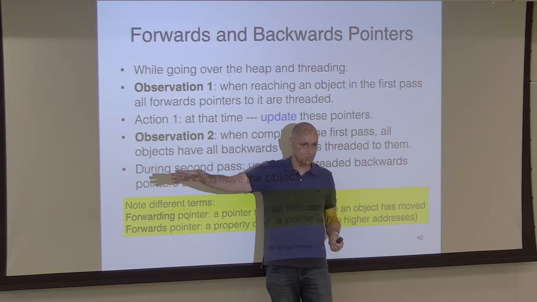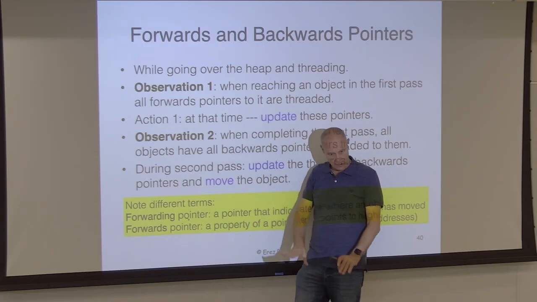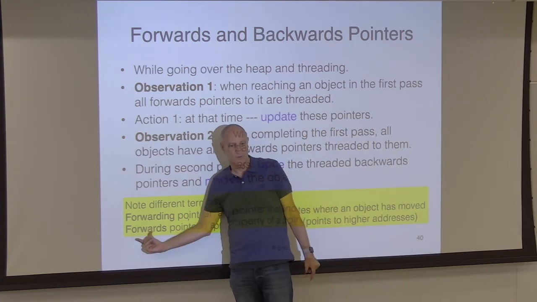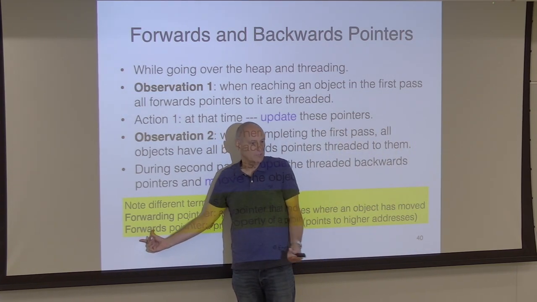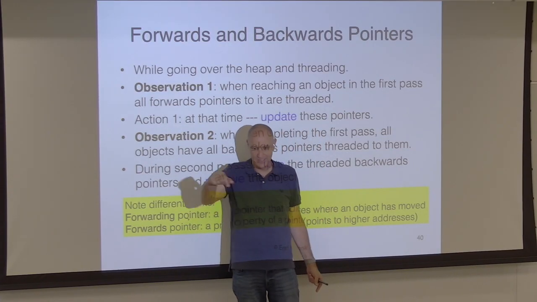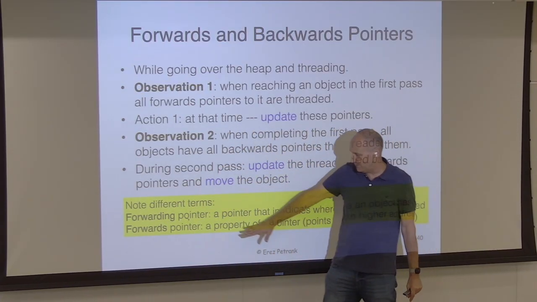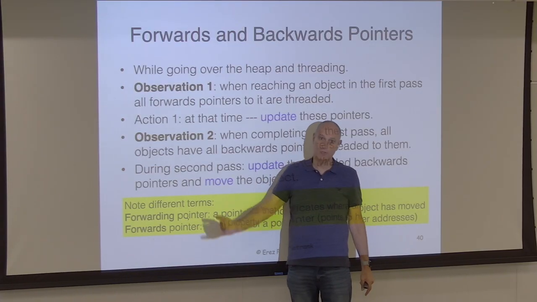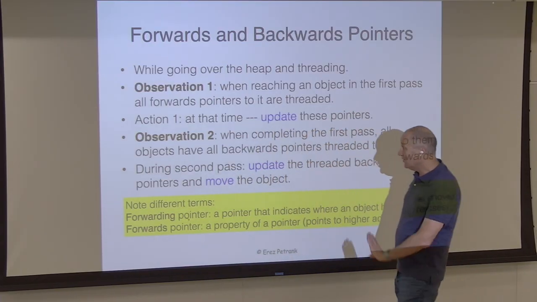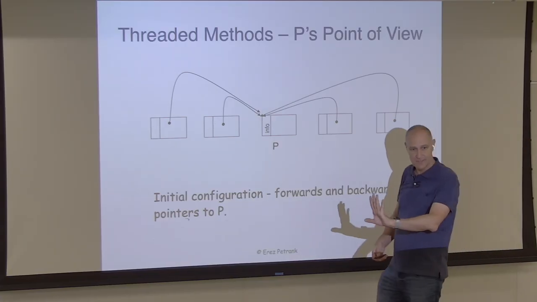So in the old location of the objects, I kept a pointer to show myself where the object was moved. This is not done in this algorithm. I don't use forwarding pointers. I do discuss forwards pointers, which is just a property of the pointer. It says that it points to a higher address from where it is located. Okay? So here we only have forwards pointers and backwards pointers if the pointer points to higher addresses or to lower addresses. Okay, so let's do some examples.